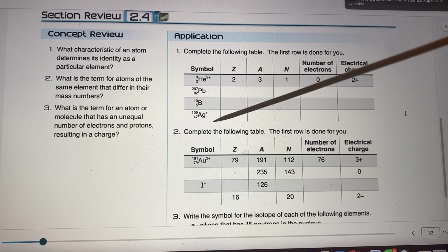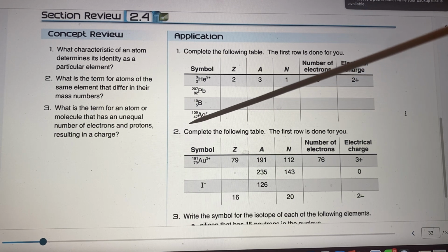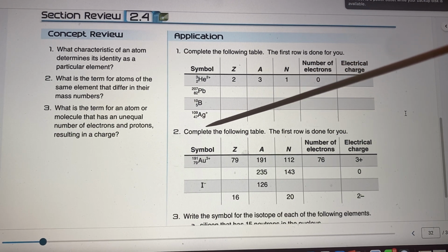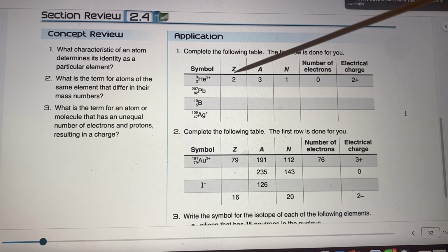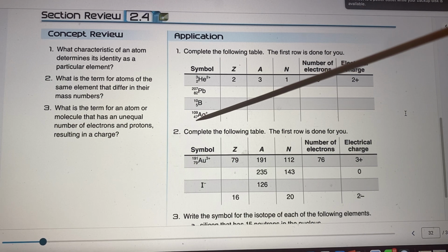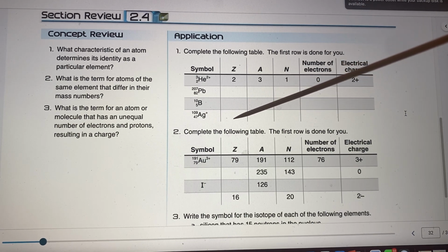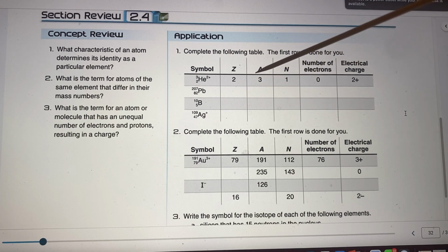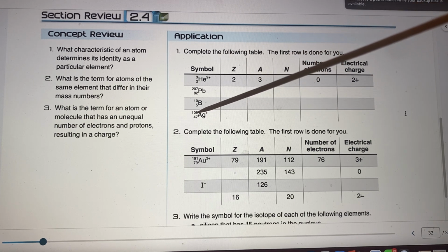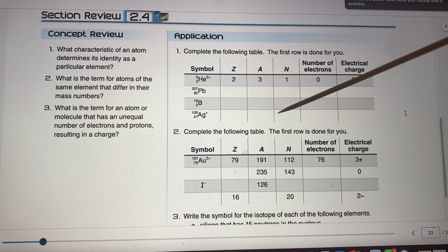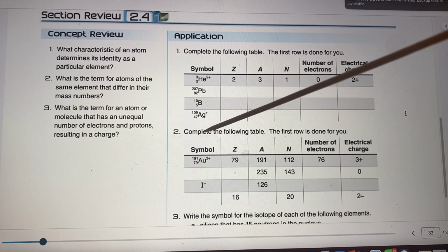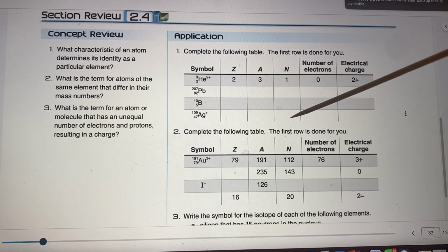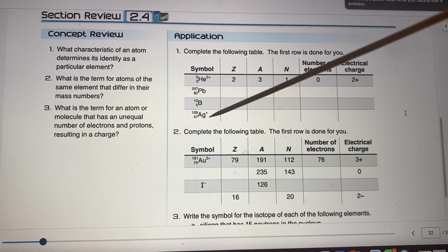So let's go on to this last one. On this one, this is silver, right? Ag. So the Z number, the protons, is going to be 47. Right here, this number is 47. And the mass number is going to be 109, the top number. And so the neutrons are going to be 109 minus 47, which is what? 62, right? 62.